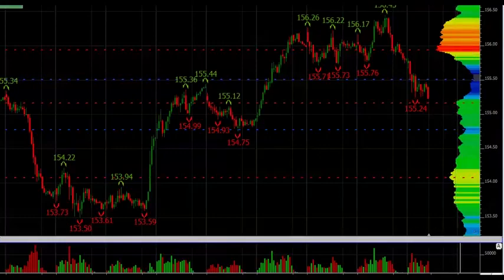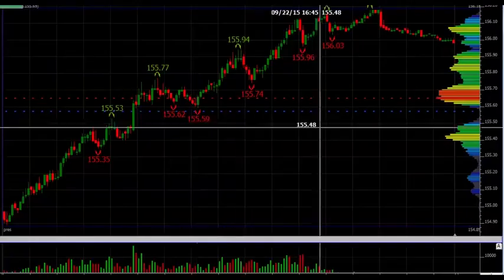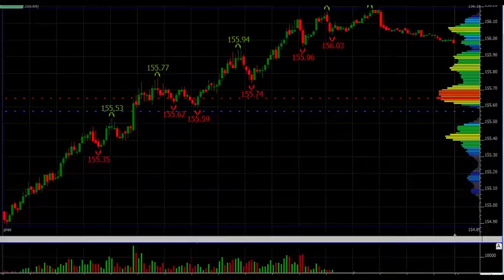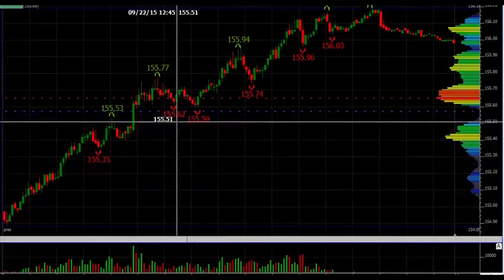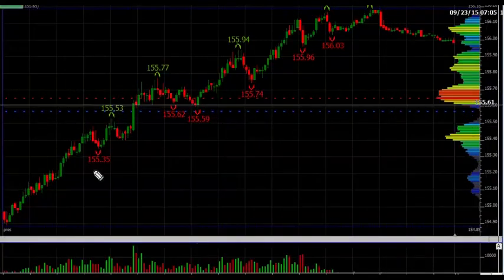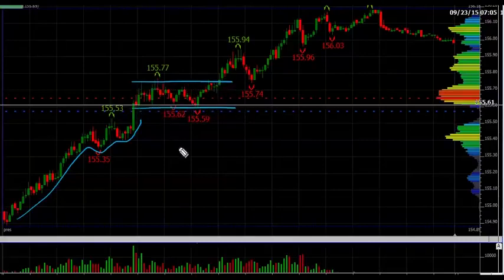Now, if we just zoom in to a smaller time frame, we're going to look at the 5-minute. On that 5-minute, we had the trend develop from early on in the morning. You can see the market was trending. We eventually got into an area where the market somewhat halted, and this was our consolidation region right in here. Something like what I drew before.